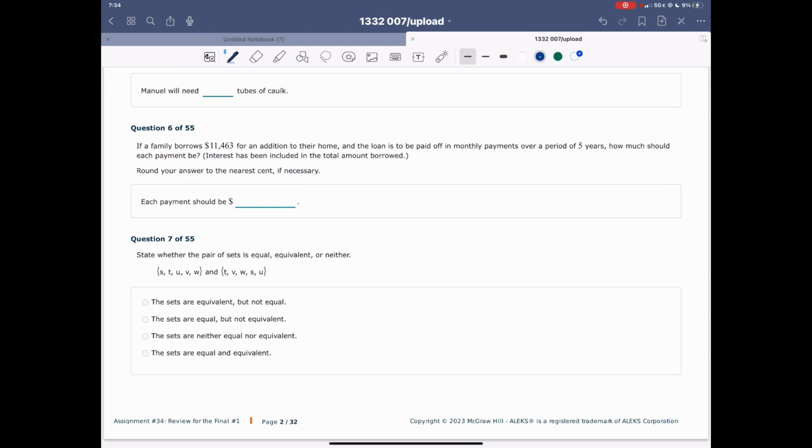The family borrows $11,463 for an addition to their home. The loan is to be paid off in monthly payments over the 5 years. How much would each payment be? So payments are made monthly, and it's 5 years. So it's 5 times 12 equals 60. So you're going to take 11,463 divided by 60 months because it's 5 years worth of payments.